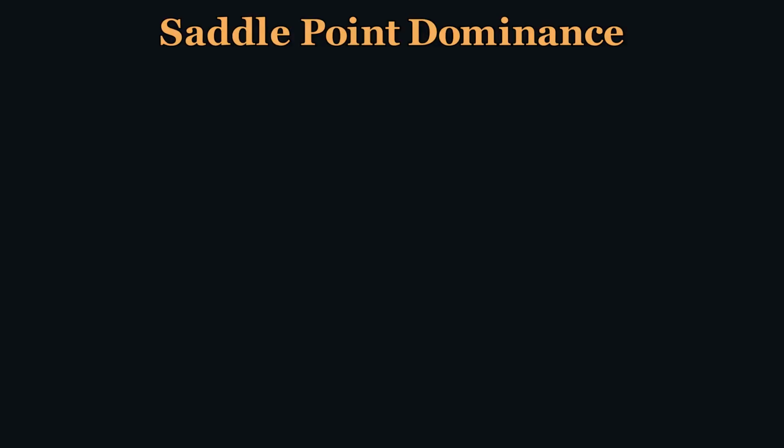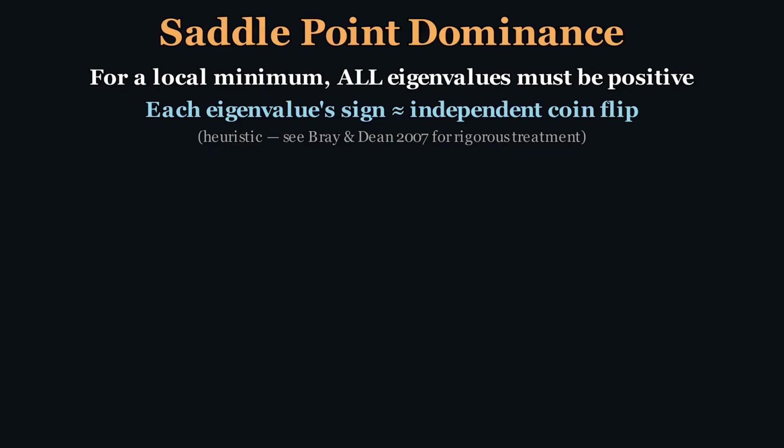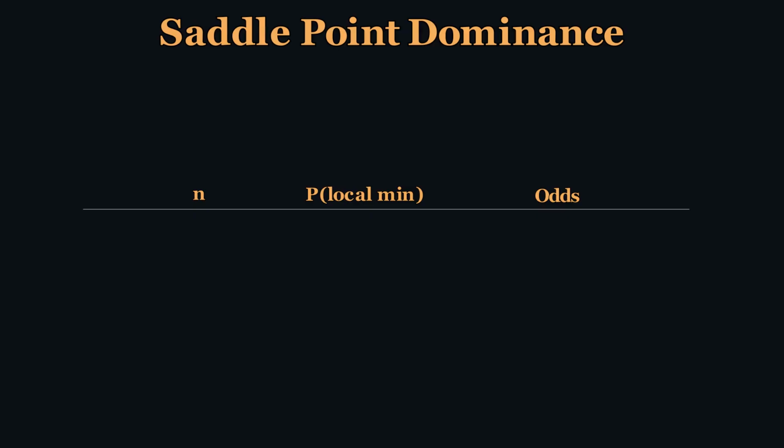Here's a common misconception about training neural networks, that the main problem is getting stuck in local minima. The truth is far more surprising. For a critical point to be a local minimum, every single eigenvalue of the Hessian must be positive. Heuristically, think of each eigenvalue sign as an independent coin flip. What are the odds that all coins land heads?